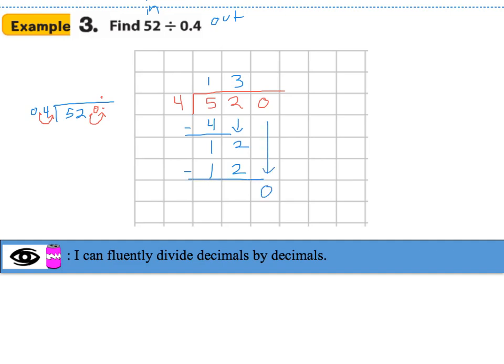4 goes into 0 0 times, and I'm left with 0. So my final answer is 130. And if you wanted to include the decimal, you would know that the decimal would go behind the 0, and we would just bring it right up. And that would be my answer.